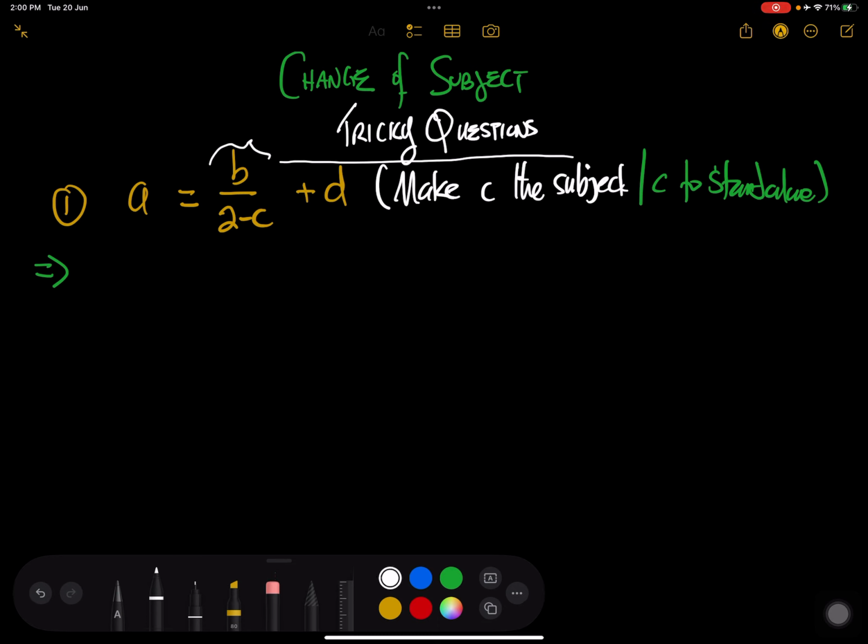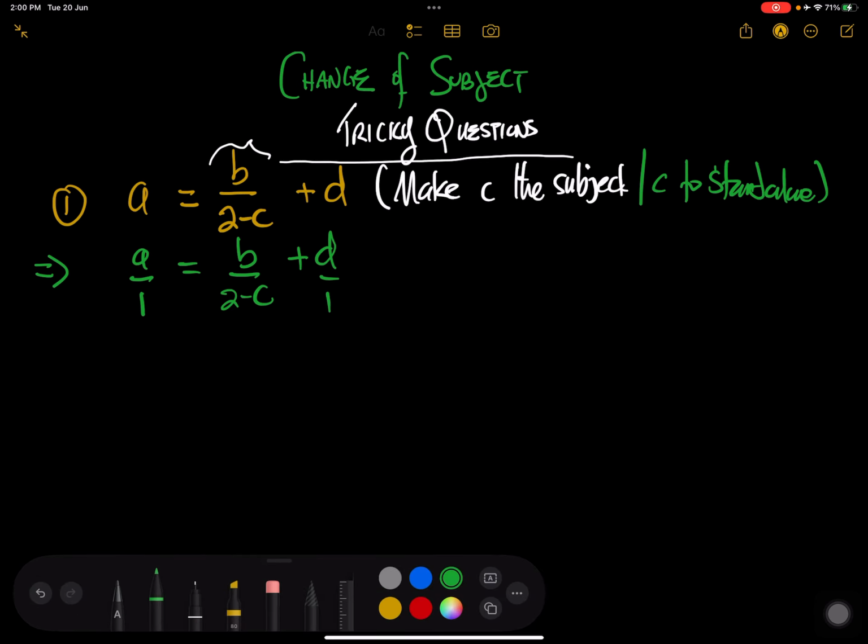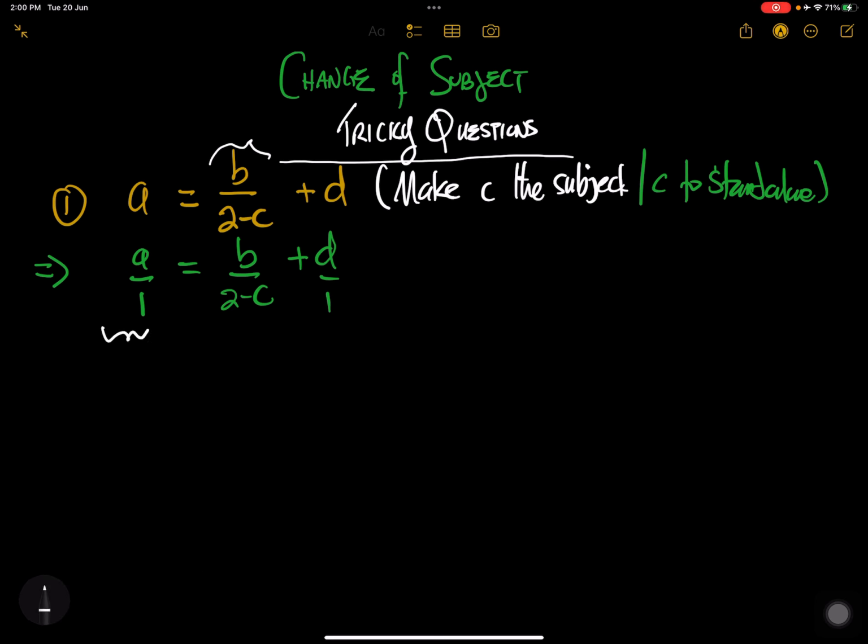So we're going to have A divided by 1 equals B divided by 2 minus C, and then we're also going to have plus D divided by 1. Now, remember that this side of the equal to sign is known as the left-hand side, and the whole of this side is known as the right-hand side. If you look at the right-hand side, we can do something to it because each of them is a fraction.